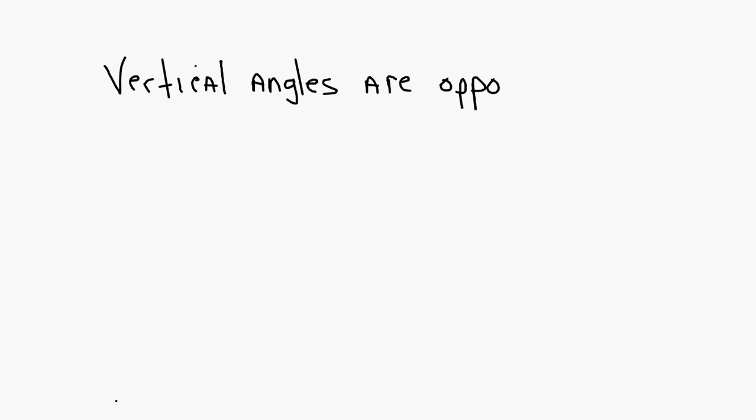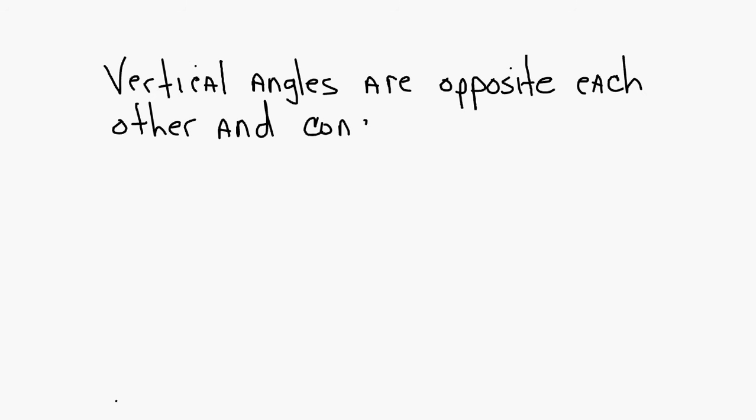Vertical angles are opposite each other and congruent. And congruent means they have the same measure.